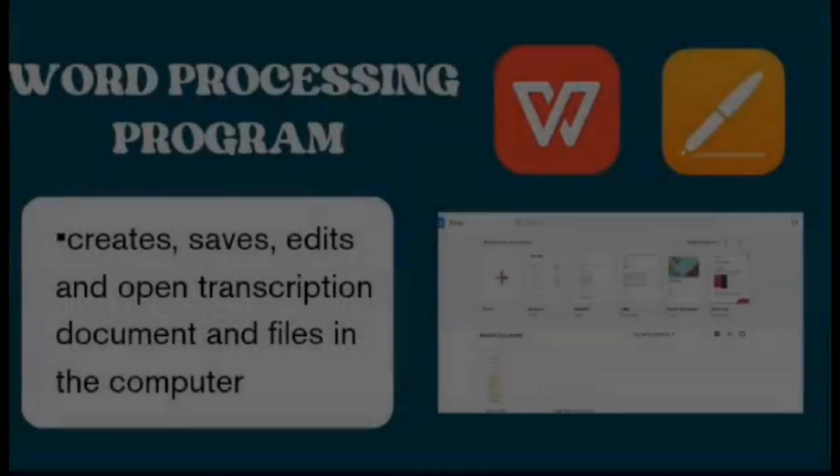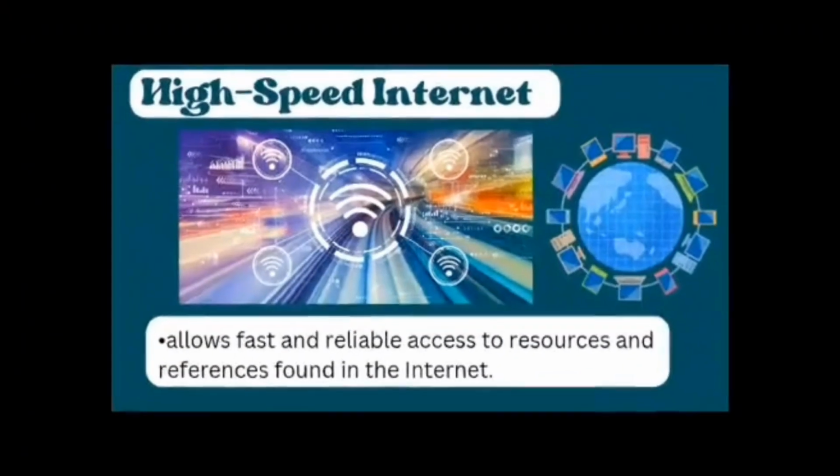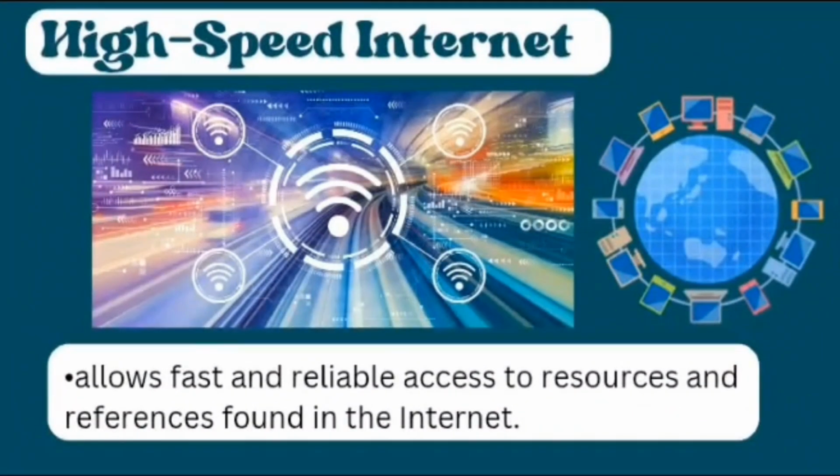3 is word processing program. It creates, saves, edits, and opens transcription documents and files in the computer. So, mao ni siya usa ka software nga gamiton para maghimo ug mag-edit sa mga documents. 4 is high-speed internet. It allows fast and reliable access to resources and references found in the internet. So, mao ni siya ang paspas nga internet para sa pag-download ug pag-upload sa audio files ug documents.